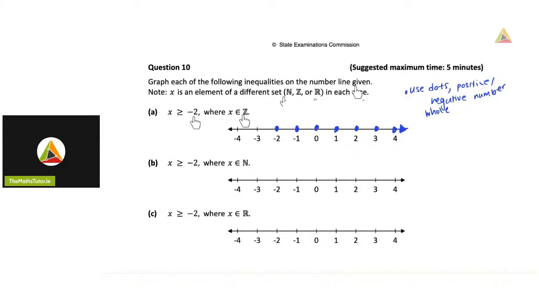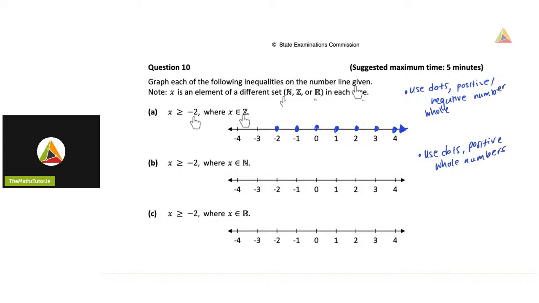So if we look at the second one, you will see that x is greater than or equal to minus 2, where x is an element of N. So this time, it's a natural number. So again, we use dots, but they are positive whole numbers only. Okay, so we have positive whole numbers.